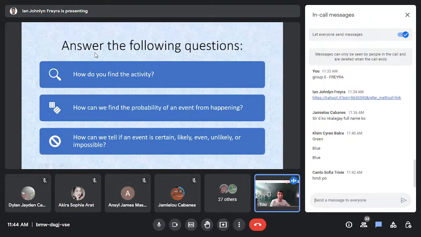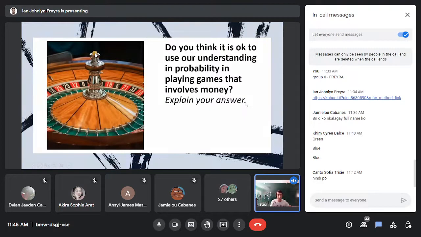Scale. Very good. So that's the probability scale. We can use the probability scale to tell whether an event is certain, likely, even, unlikely, or impossible to happen. Very good. Okay, so let's answer this question real quick.